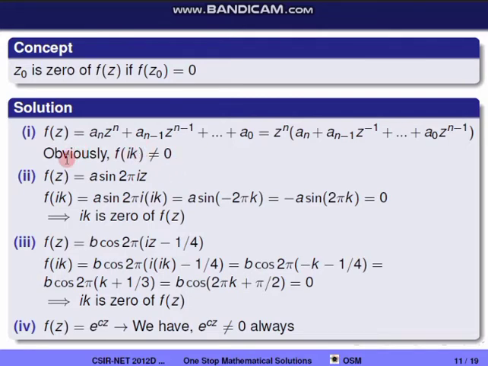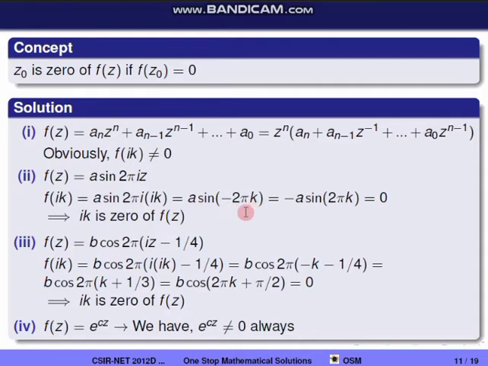So now we'll check the second option. f(z) is equal to a sin 2 pi i z. We know the sine function is an entire function. So we'll check whether ik is a simple zero. So first of all we check whether ik is a zero. For that, f(ik) should be 0. So we'll check that. So f(ik) is equal to a sin 2 pi i into ik. So when we multiply this, we get this is equal to a sin of minus 2 pi ik.